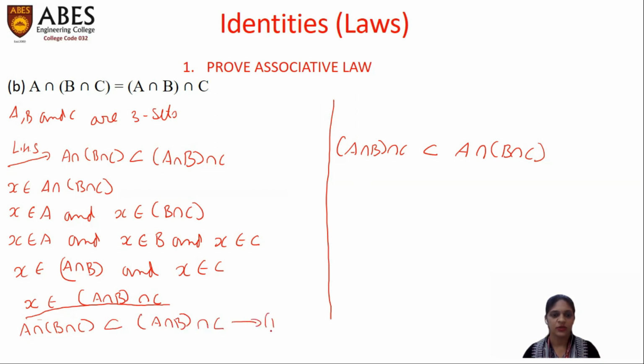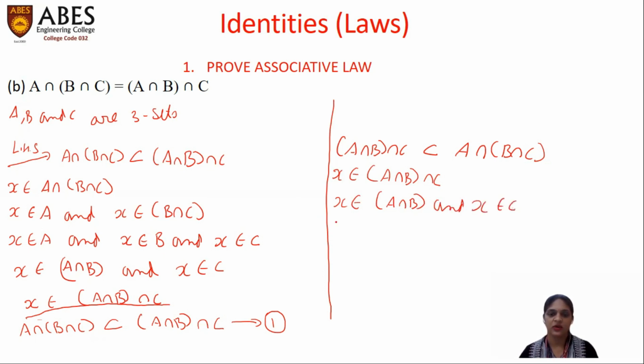So let's suppose this is equation number 1. Now moving towards the right hand side, again let's suppose X be any arbitrary element which belongs to A intersection B intersection C. Now we have to open the bracket, we can write this thing like X belongs to A intersection B, intersection means and, X belongs to C. Now again we have to open this bracket, so we can write X belongs to A and X belongs to B and X belongs to C.